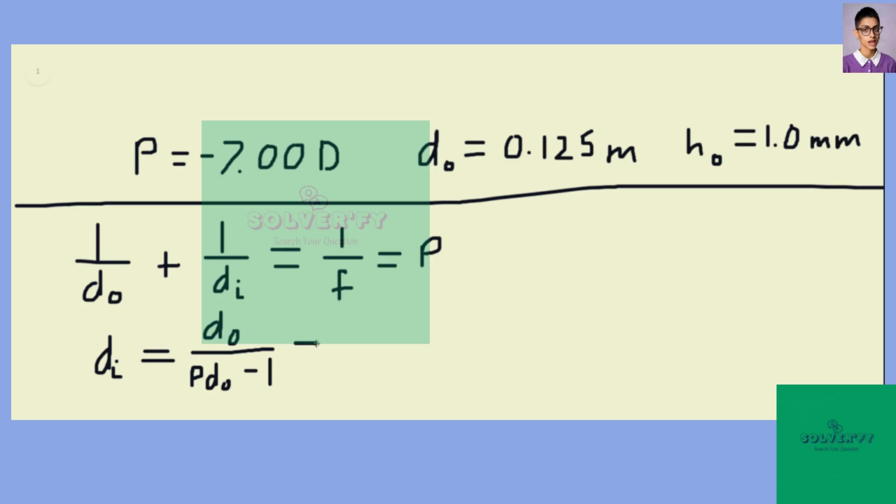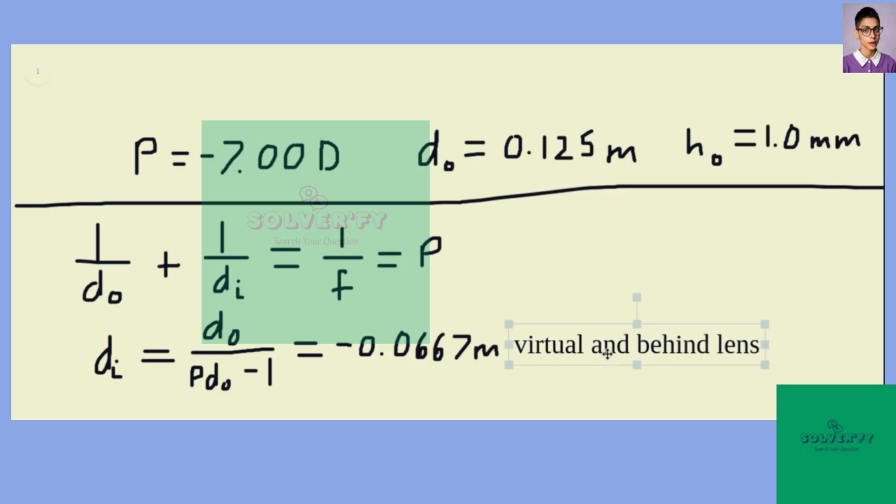So plugging those values above into this expression, we find that this is equal to -0.0667, and then the units here are meters. Okay, and because it's negative, we know that this is a virtual image and behind the lens. So we can go ahead and box all of that in as part of our answer to the question.